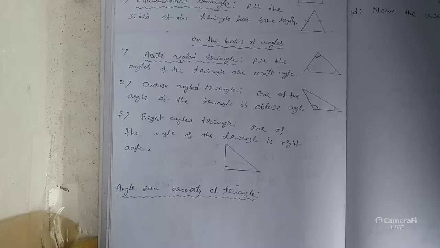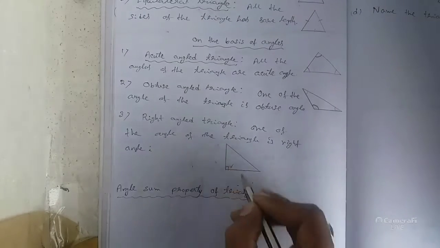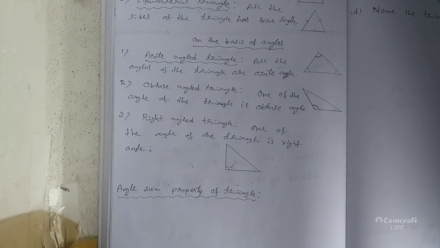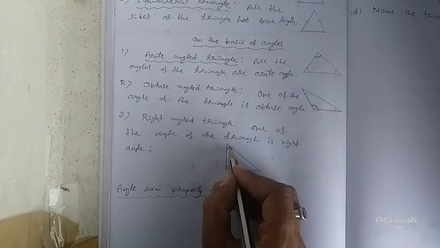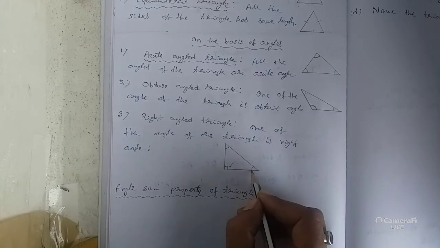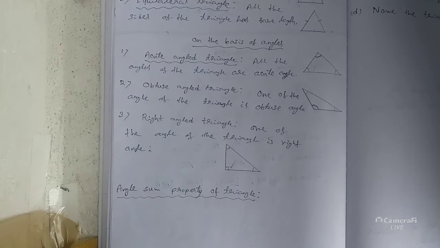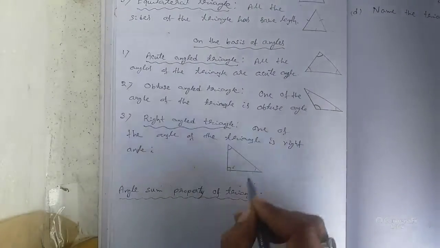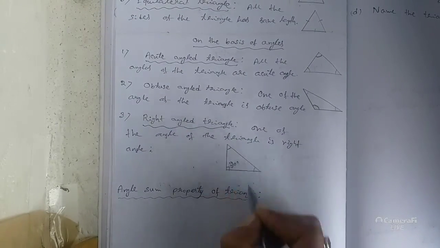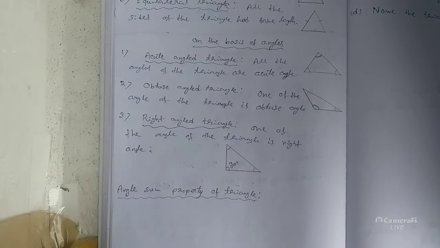So, this is a right triangle in which one of the angles, this angle, is exactly equal to 90 degrees, but the other two angles are always less than 90. So, these two angles are acute angles. So, in a right angle triangle, one angle is 90 degrees, and the other two angles are acute.